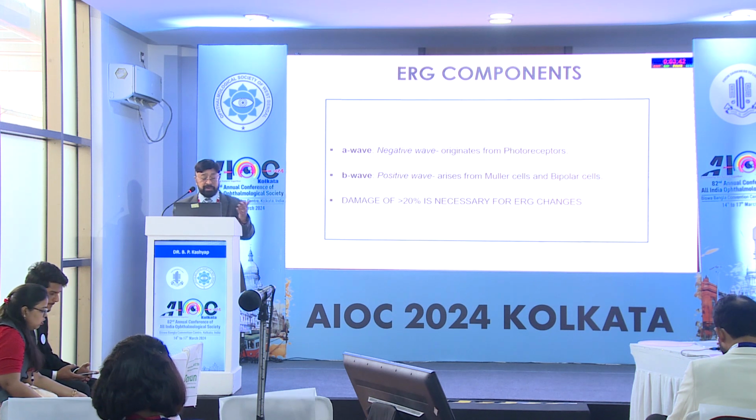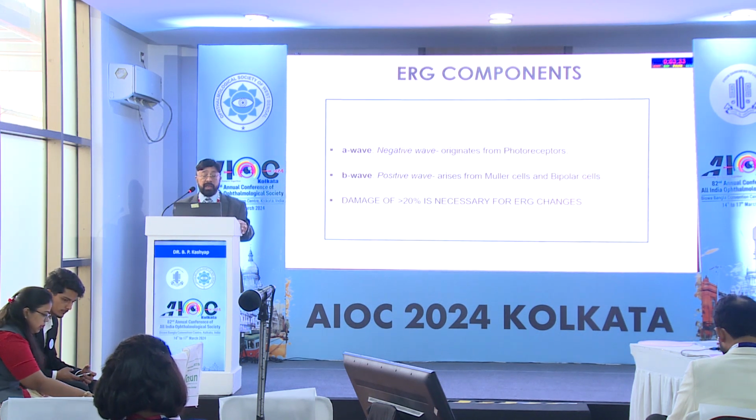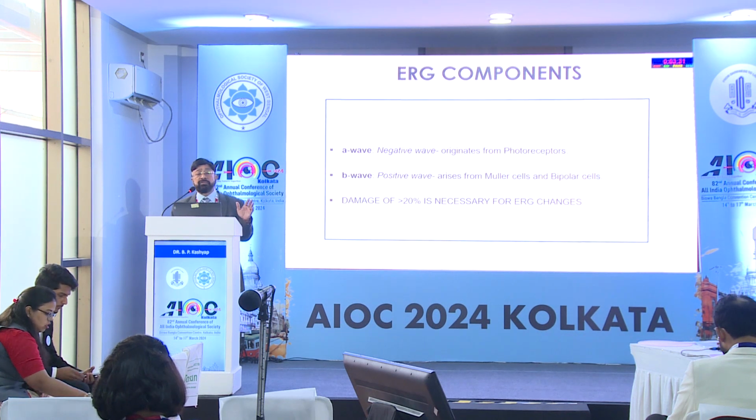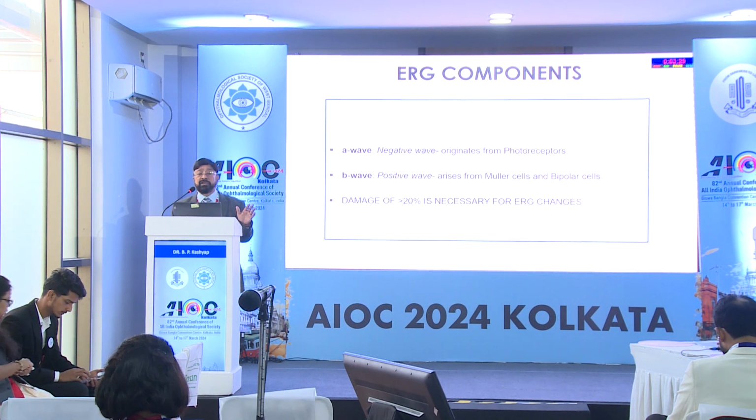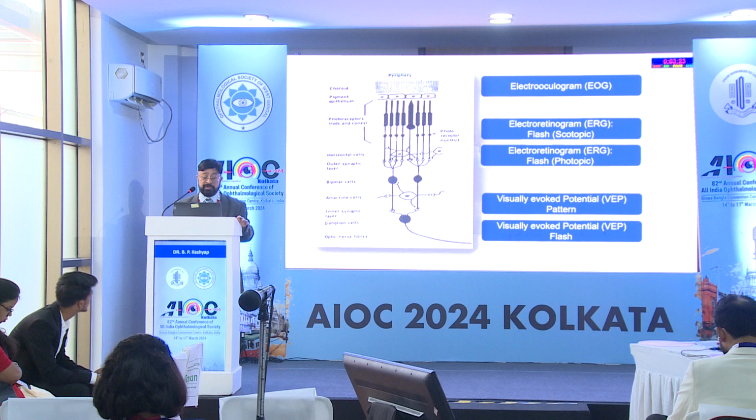So the A wave, like Dr. Rahul said, is a negative wave, and originates from the photoreceptors. The B wave is a positive wave, which arises from the Muller cells and bipolar cells. And to get any kind of response that the full field is defective, at least 20% damage is necessary for the ERG to change. So 20% should have been damaged.